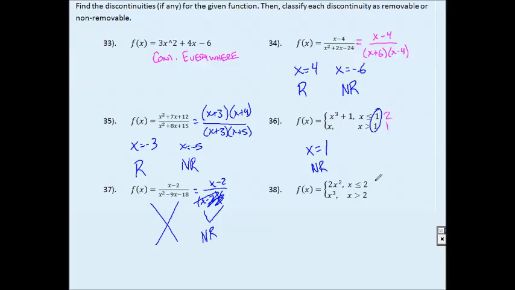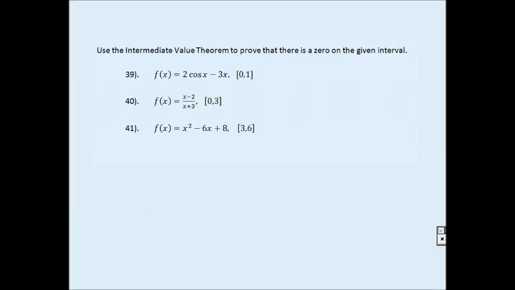All right, and 38, just like 36, plug in. When I plug in 2, I here get 2 times 4, which is 8. When I get here, I also get 8. So because of this, and because both of these are continuous to begin with, this function is continuous everywhere, just like in number 33.